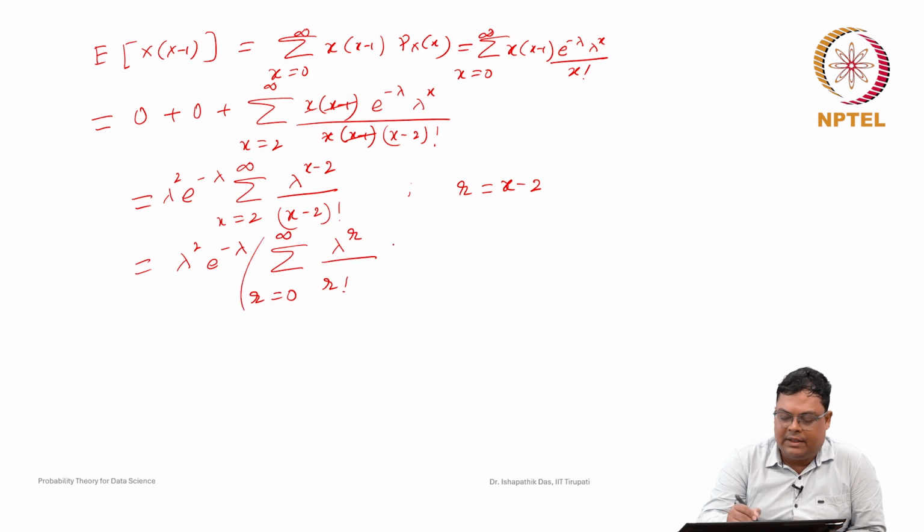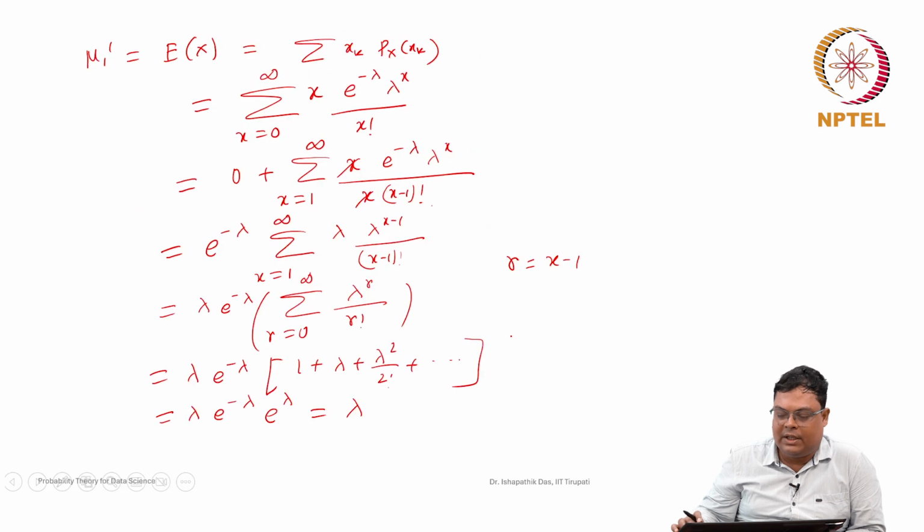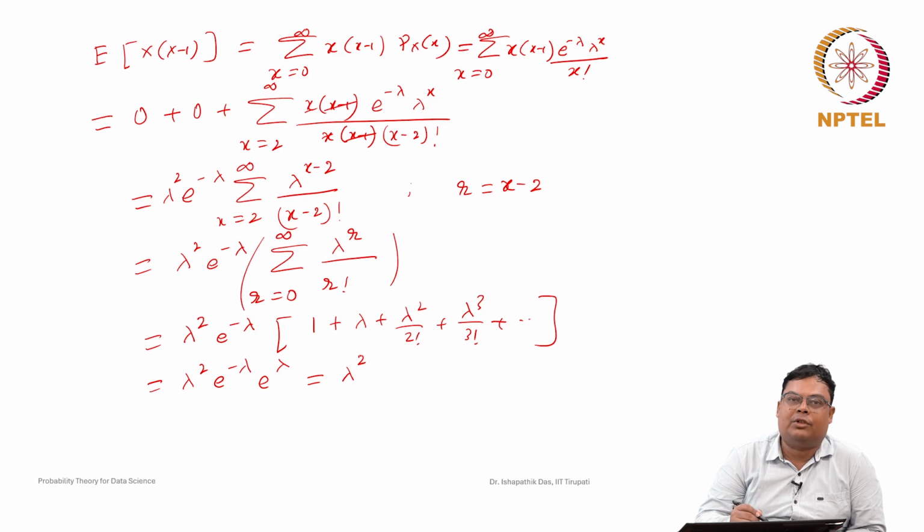Now this sum is 1 plus lambda plus lambda square by 2 factorial plus lambda cube by 3 factorial, and so on. This series is known to us, we already discussed it, and it is nothing but e to the power of lambda. So, this is lambda square e to the power of minus lambda times e to the power of lambda, which is equal to lambda square.